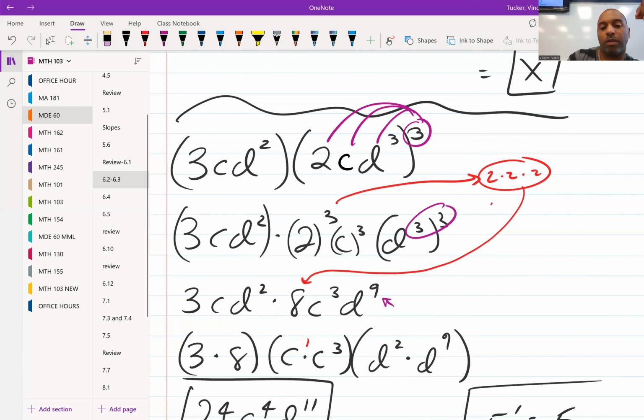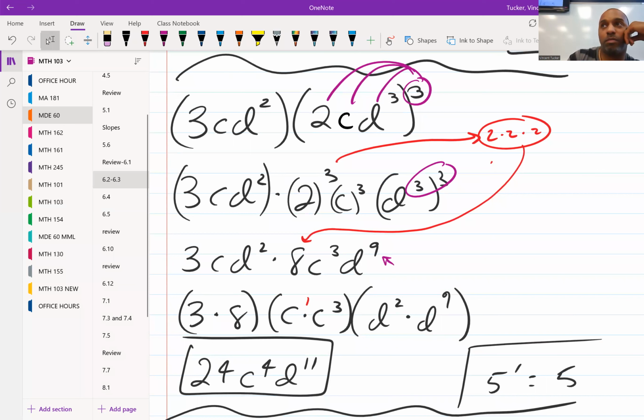So before we finish it off, let's review what we did. You bring your numbers together, your regular numbers, 3 and 8. Bring your c's together, c and c cubed, and bring the d's together, d squared and d to the 9th. From there, 3 times 8 is 24. c and c cubed is c to the 4th. Add your exponents. And then d squared, d to the 9th, d to the 11th. Add your exponents once again.